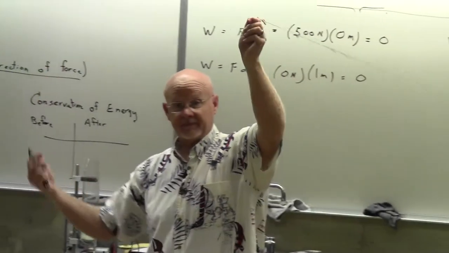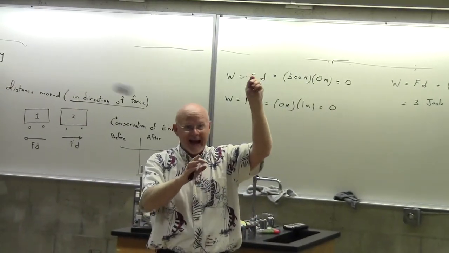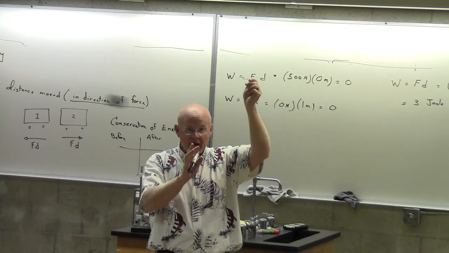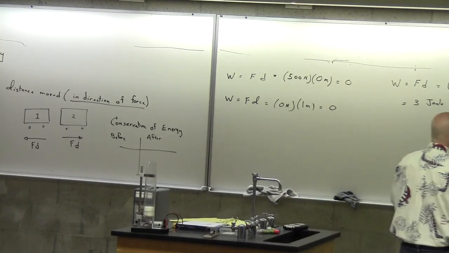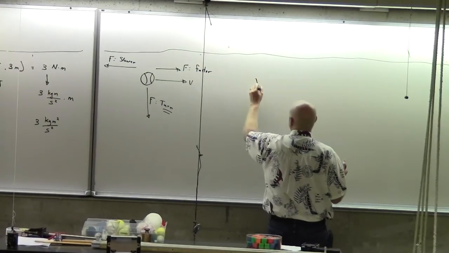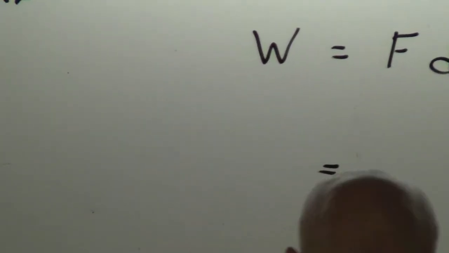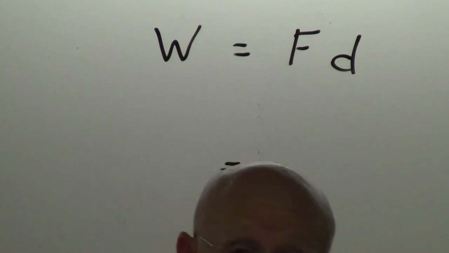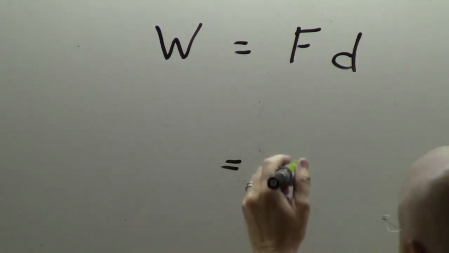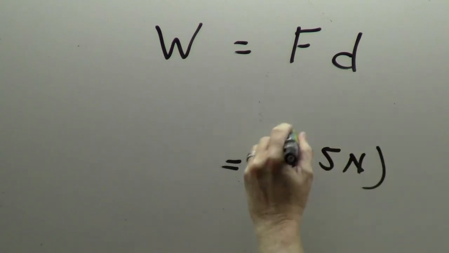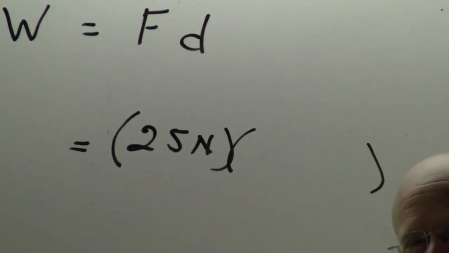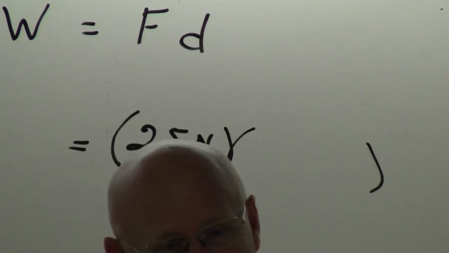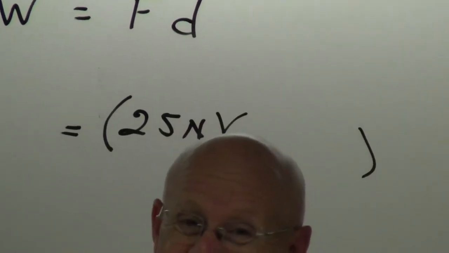Here's the string. And if I were to ask you how much work is done by this string, I guess I'd come over here and say, okay, the work, which is force times distance, and this string, it felt like I was pulling it as I was spinning it around. I was pulling it with a force of maybe about 25 newtons. But then here's the subtlety question for you. How much distance did it move? How much distance did it move in the direction of the force?